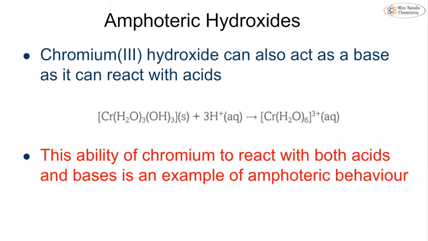However, chromium 3 hydroxide can also act as a base because it can react with acids such as hydrochloric acid. If we have this happening here, it reacts as a base and that reacts as an acid, where it takes the proton from the acid and we go back to having that hydrated chromium. So this ability of chromium to react with both acids and bases means it is an amphoteric substance. We do need to be aware that there are some special reactions that these can undergo.